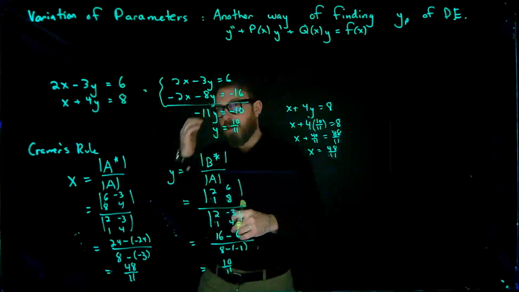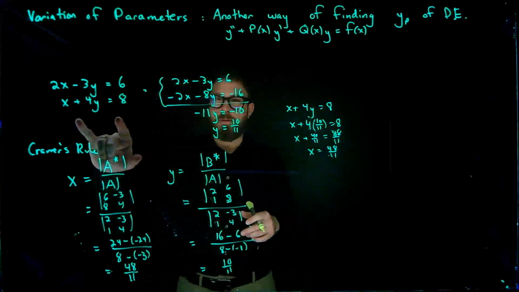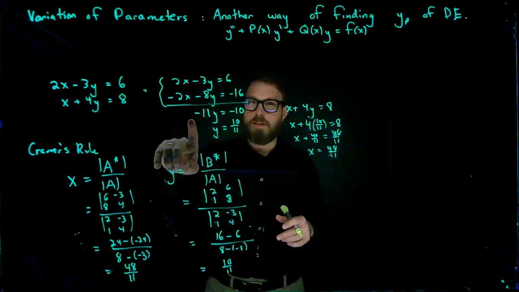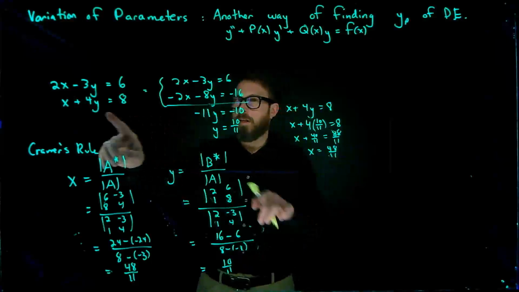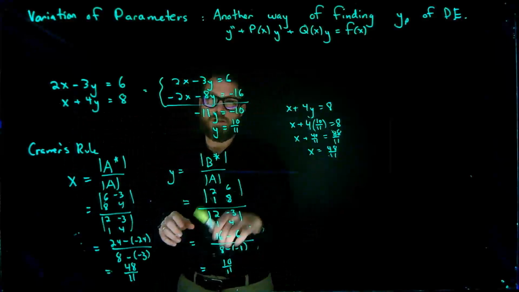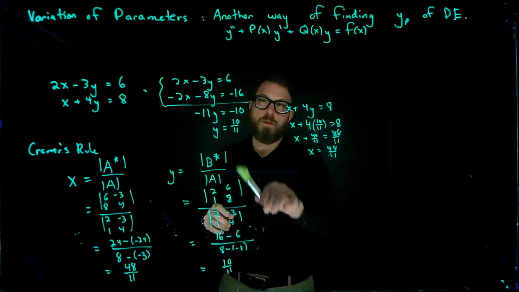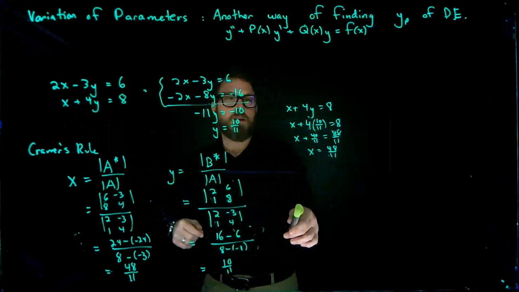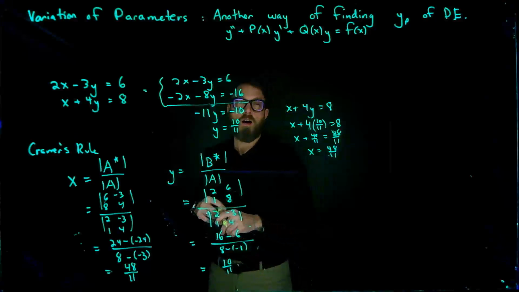I'm going to start out with Cramer's rule, and what I have is a system of equations here, and I just solved it using the addition method, getting these things to match so you can cancel the x's, so I can see that y is 10 over 11, and then, plugging that back into, say, the easier equation, I can see that x is going to be equal to 48 over 11.